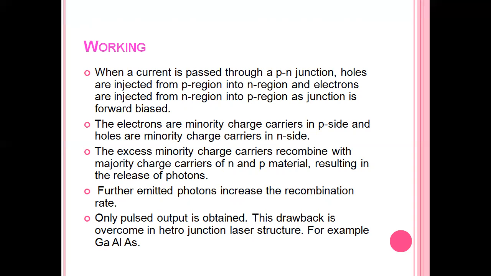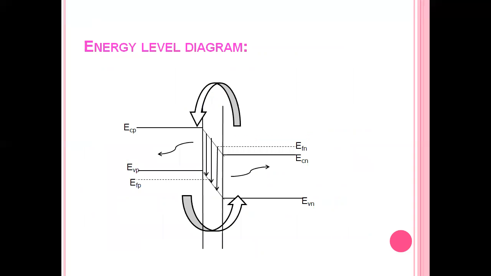But the only disadvantage of the homojunction semiconductor laser diode is that the output will be a pulsed output, a discontinuous output, which can be overcome using a heterojunction laser. The best example for the material is gallium aluminum arsenide.